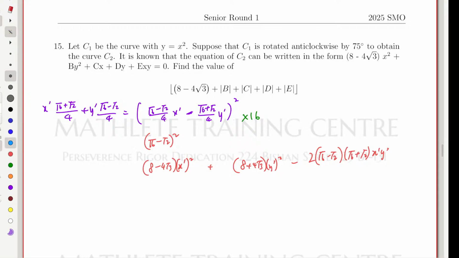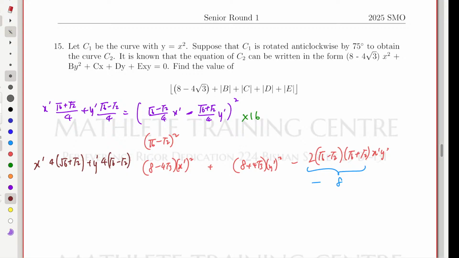If you simplify it, this is going to be 2 times 4, that's 8, minus 8. And then on the other side, when you multiply by 16, you can get 4 times square root 6 plus square root 2 of x prime, and then 4 times square root 6 minus square root 2 of y prime. Something like that. Oh, wait.